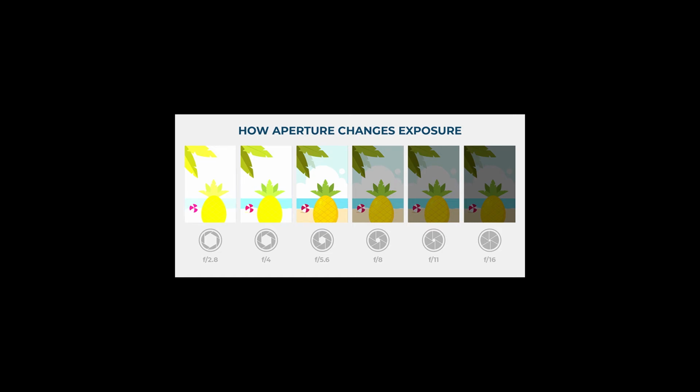As you can see in the picture, the wider the lens, the more light it captures, but the smaller the lens, the less light it captures.